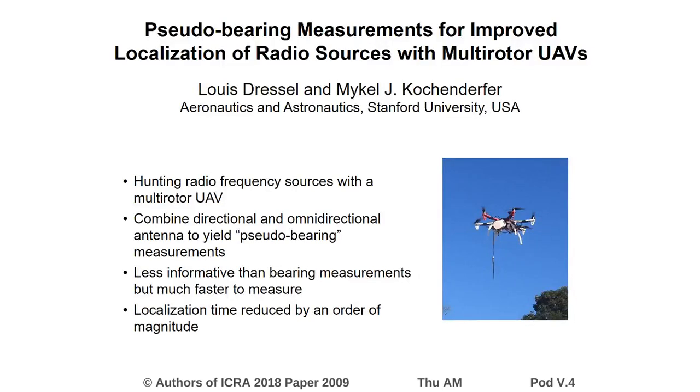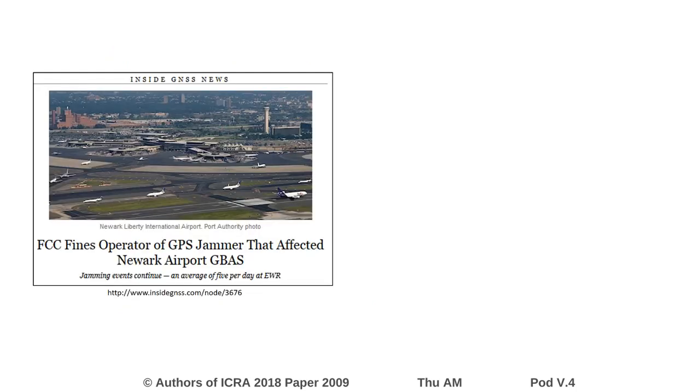I'm presenting on pseudo-bearing measurements for improved localization of radio sources with multirotor UAVs. There are a number of radio sources we might want to localize. A recent example is GPS jammers. These are illegal, but people sometimes buy them for privacy reasons. However, they can disrupt critical infrastructure and must be found.